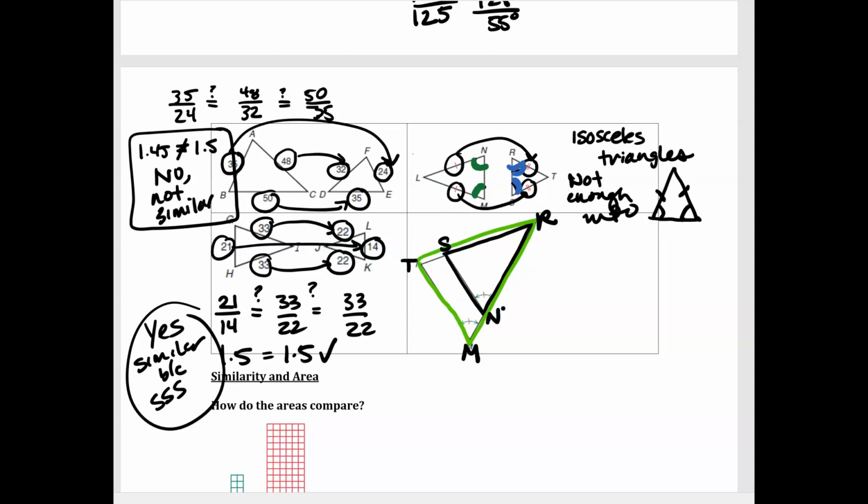Okay, so what do we know? We know that angle M is the same as angle N because that's what these symbols mean. So angle M is congruent to angle N, okay? We need two congruent angle pairs in order for us to say they're similar. The other angle that we know is similar is up here. Angle R is the same angle on both triangles. So angle R is obviously congruent to itself. So we're going to say yes, they are similar because of angle-angle theorem.